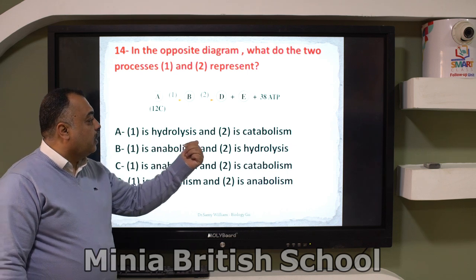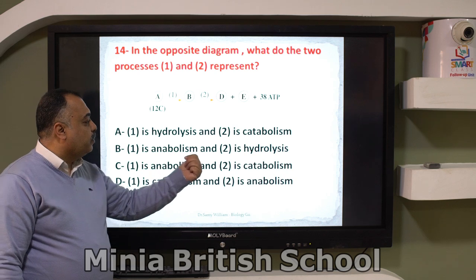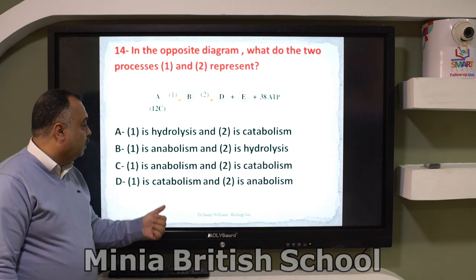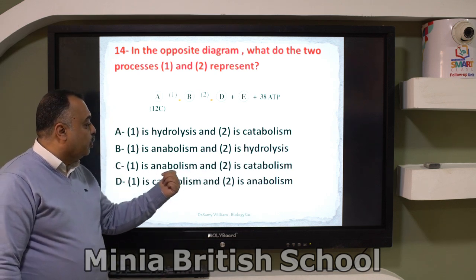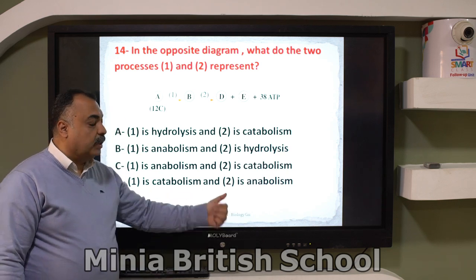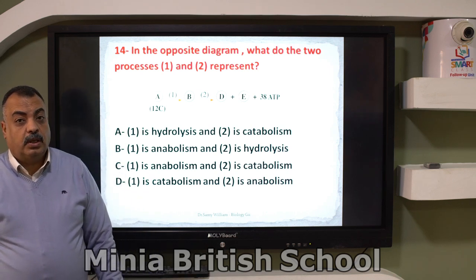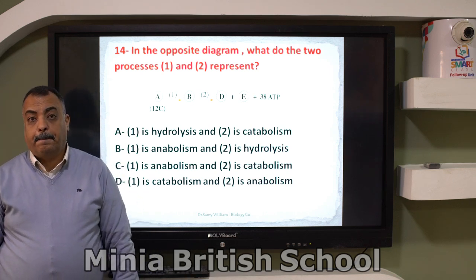1 is hydrolysis and 2 is catabolism, or 1 is anabolism and 2 is hydrolysis, or 1 is anabolism and 2 is catabolism, or 1 is catabolism and 2 is anabolism. What is the correct answer? Take your time.